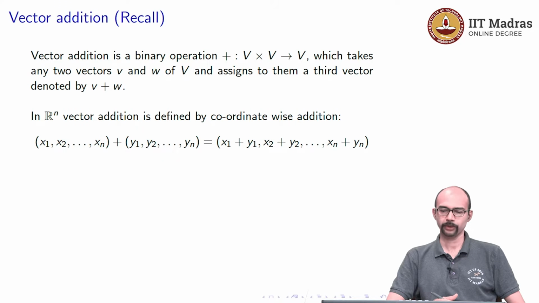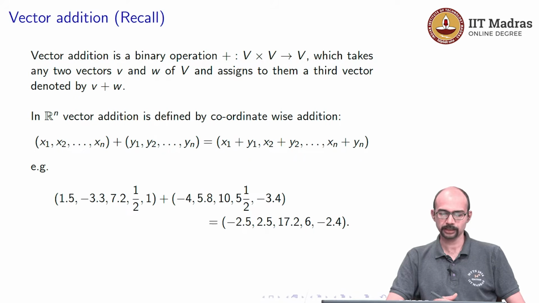So (x1, x2, ..., xn) plus (y1, y2, ..., yn) is (x1 plus y1, x2 plus y2, and so on up till xn plus yn). As an example, if you have (1.5, -3.3, 7.2, 1/2, 1) plus (-4, 5.8, 10, 5/2, -3.4), we have to add them coordinate wise. The first coordinate will be 1.5 minus 4, that gives me -2.5. The second coordinate will be -3.3 plus 5.8, that gives me 2.5, and I'll leave you to check the rest.